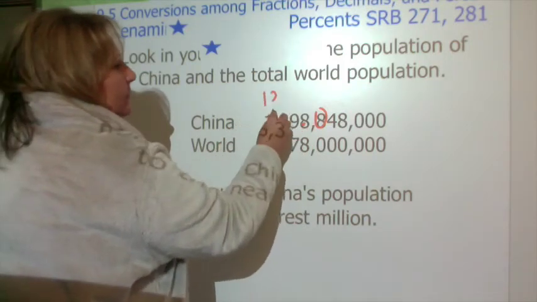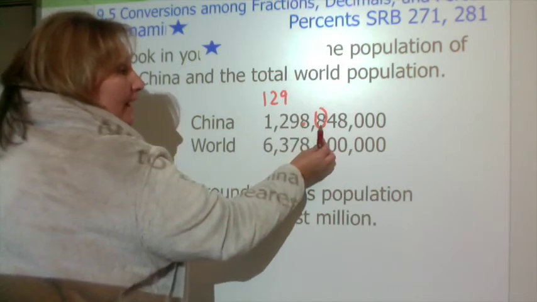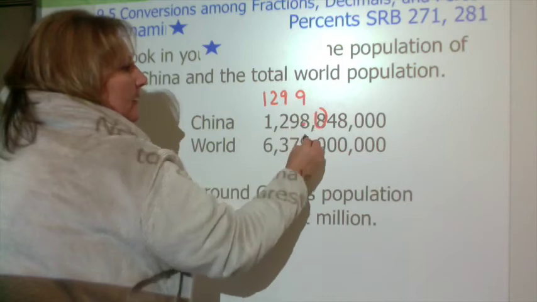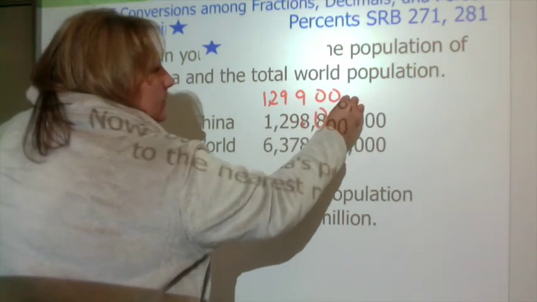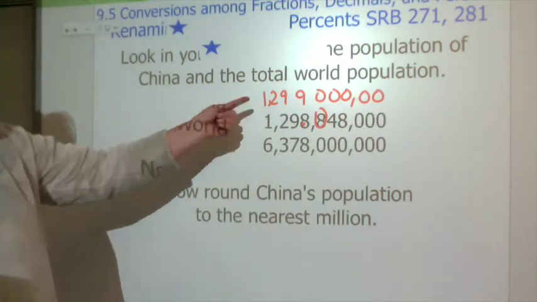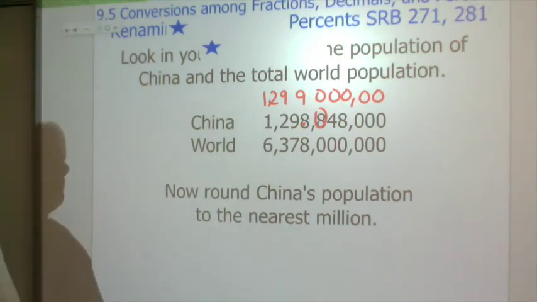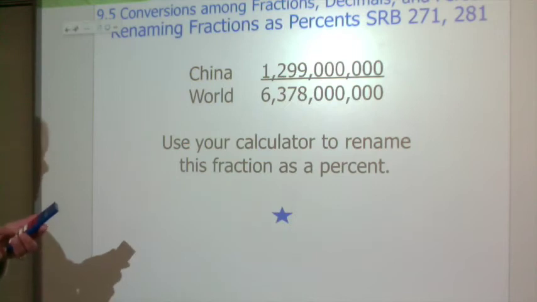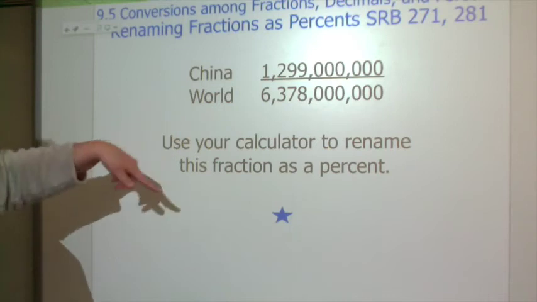So anything to the left we can rewrite. This number is going to go up by 1 because this 8 is 5 or more. And the rest is filled in with zeros. So we rounded this to 1,299,000,000 people. That's how many the world population has. Okay, so we'll just skip that part, but you're going to have to notice this.